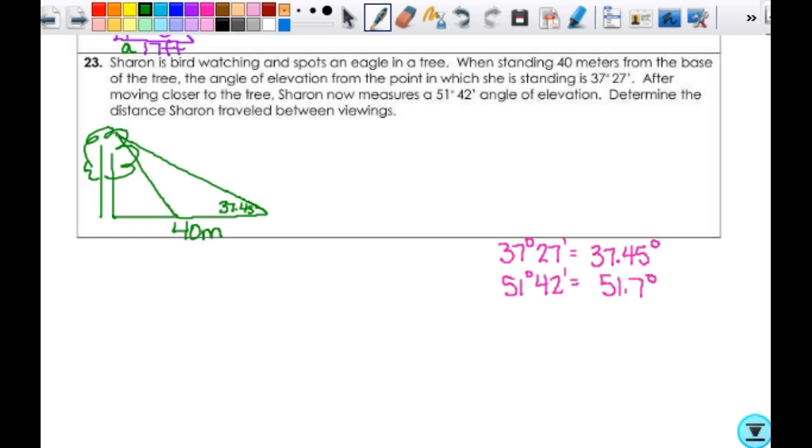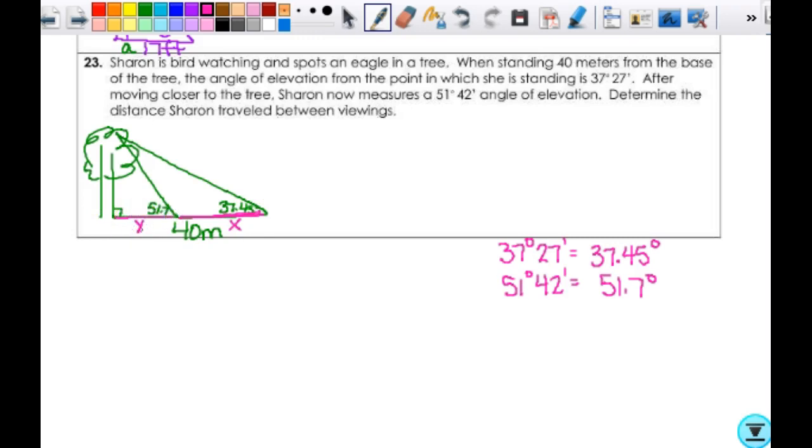Now her angle of elevation is 51.7 degrees. And determine the distance she traveled. So I'm looking for this. I'm going to call this X. All right, well, I know this whole distance is 40, so if I knew what this was, I could subtract it from 40 and get my X. So I'm going to call this piece here Y.